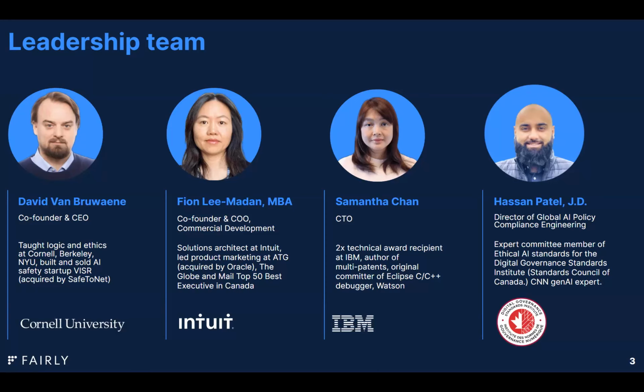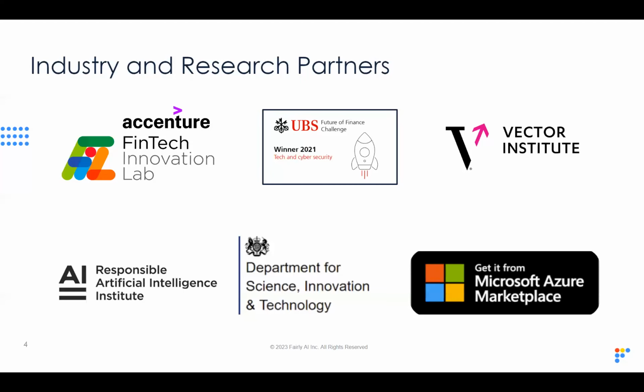Right. Hassan is our director of global AI policy. He's a JD, a lawyer that can code. And he literally sits on the Canadian Ethical AI Standard Council right now, and he's part of the Biden-Harris NIST AI Risk Management Working Group. So we help you translate all these regulations and compliance requirements so you don't have to. I'll skip this slide, but basically we work with people that are already trying to solve these problems.